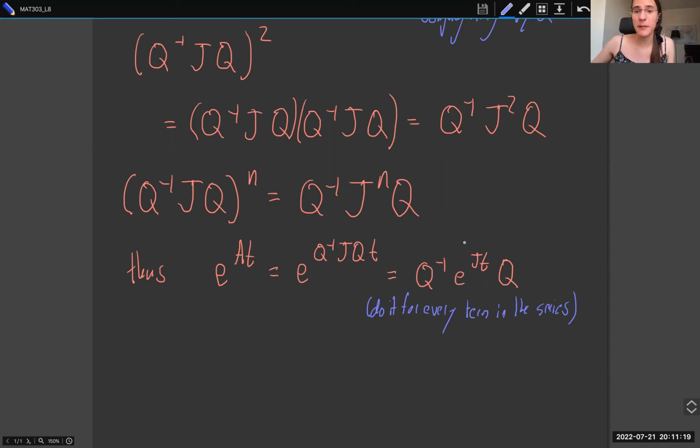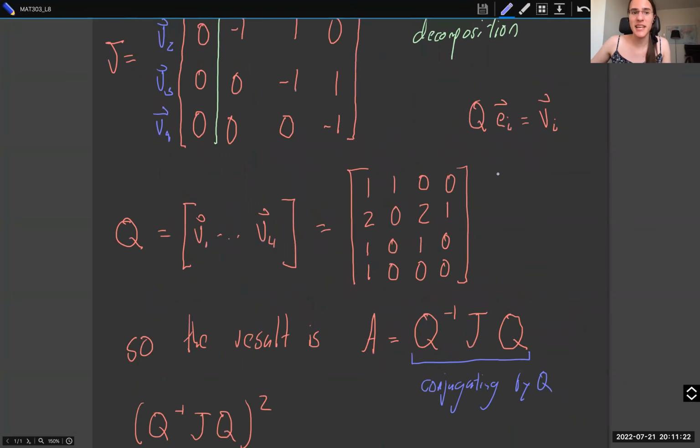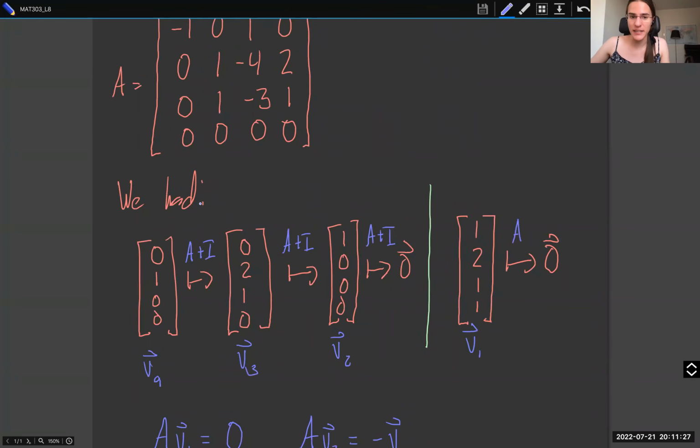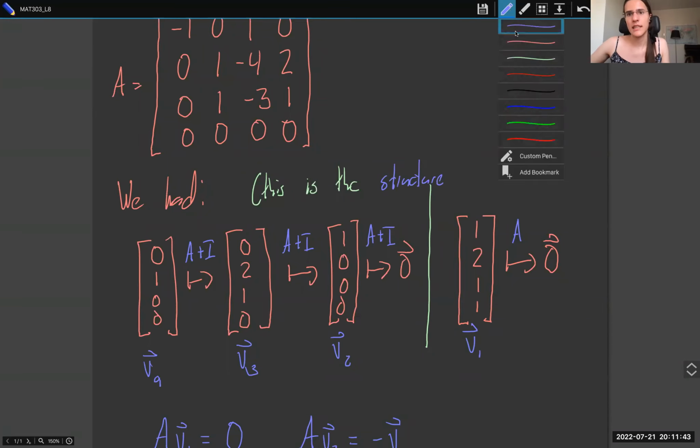Thus, if you're able to calculate what Q is, if we do all of the work that we did before and we find this thing, then that actually gives us the structure of the matrix. This is the structure of the matrix. So the result is that every single square matrix, also known as an operator, every operator has a structure, and the structure is given by this type of pattern of what the generalized eigenspaces are.